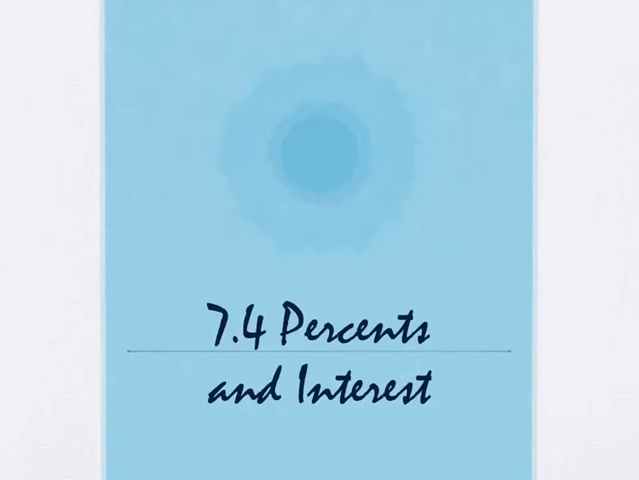Section 7.4 is called percents and interest. It's really more like two sections stuck together. So to start with, we're going to talk about the idea of percent.